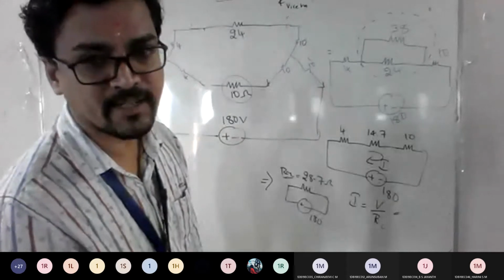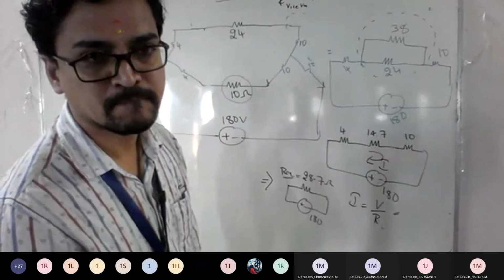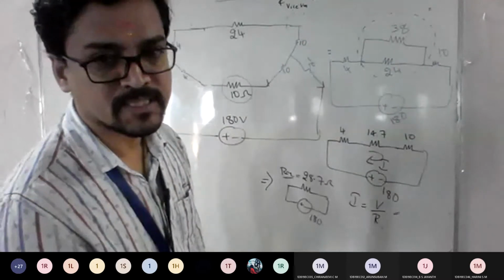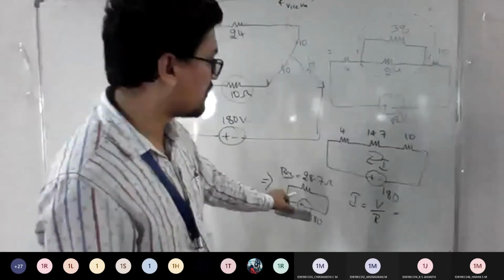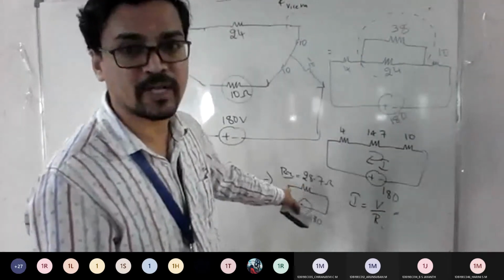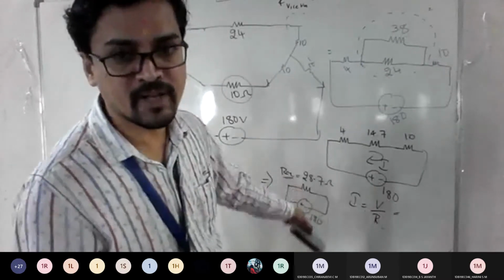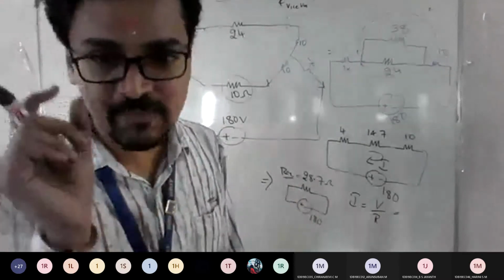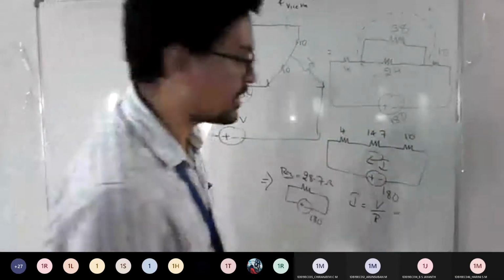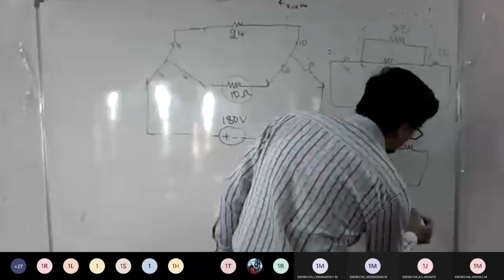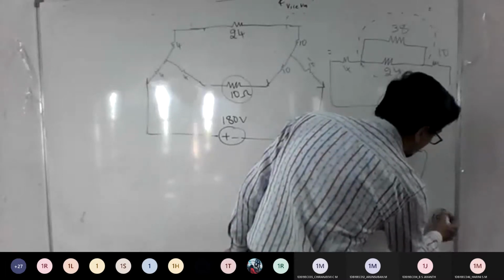How to find current I? Is it 180 by 10? Yes, sir. See, if they just ask you to find the current, equivalent current means you can divide V by R equivalent, means 180 by 28.7. When they ask general current, if they ask specifically across 10 ohm, then the value of resistor is given as 10, so you can perform 180 by 10. That will give you 18 amps.